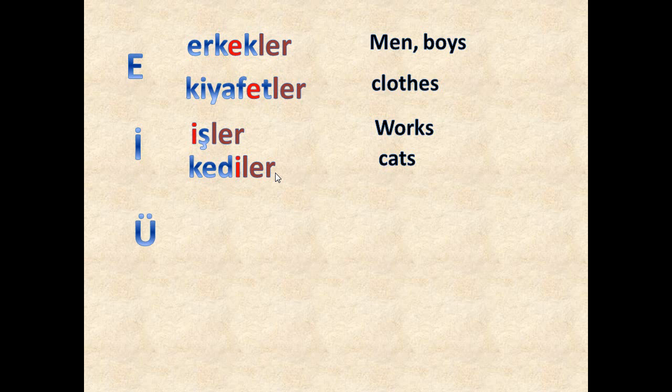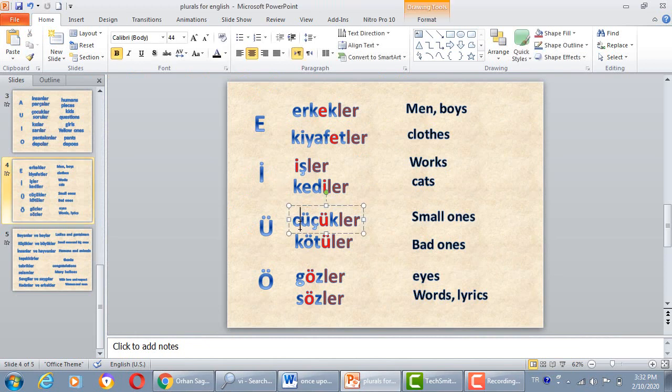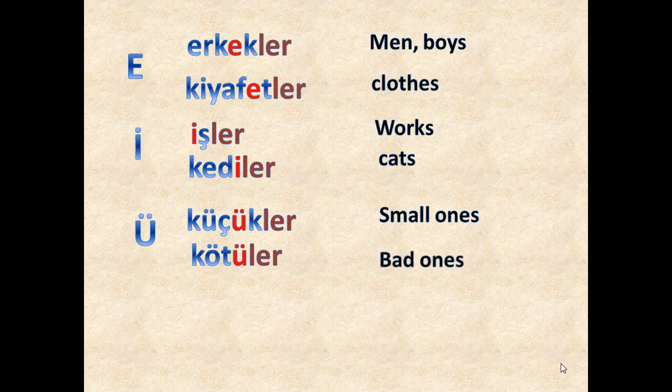The other vowel that we have is ü. The sound ü, we can have an example here like küçükler. Okay, I made a mistake here. Okay, we have küçükler. And here, küçük means small. Küçükler means the small ones. Another example, kötüler. Kötü means bad. Kötüler means the bad ones.